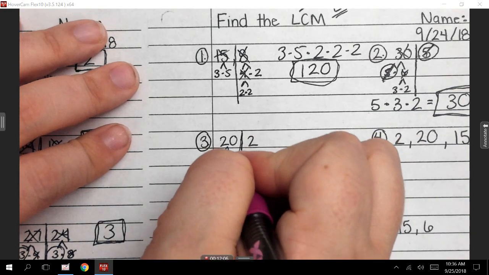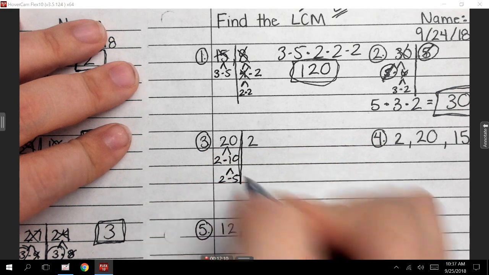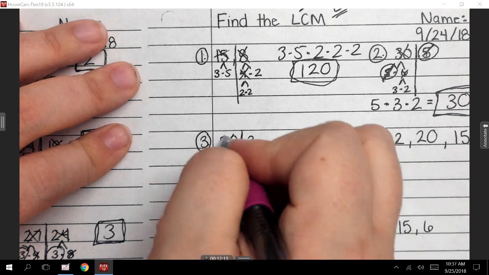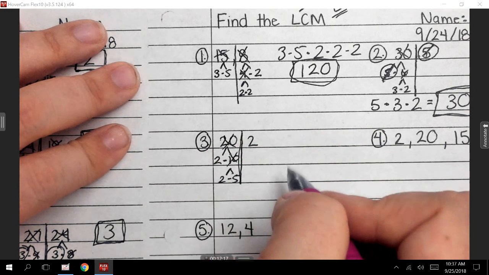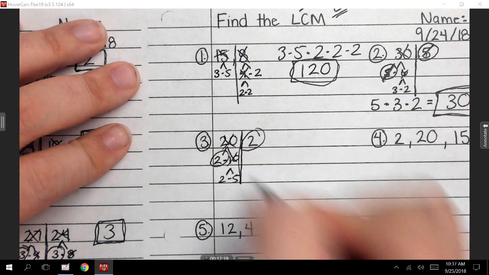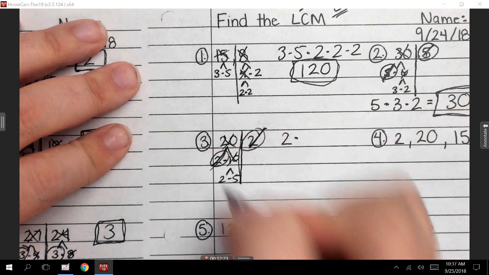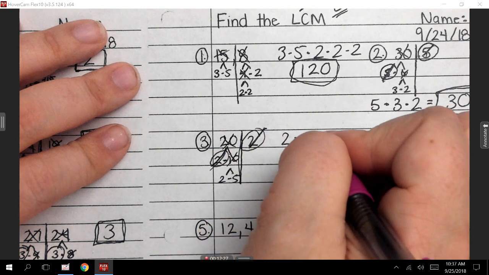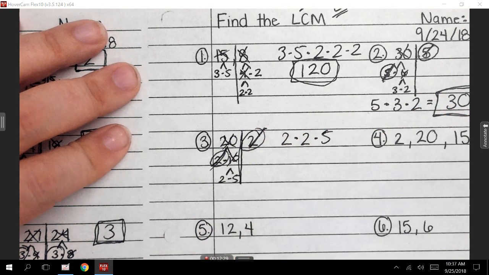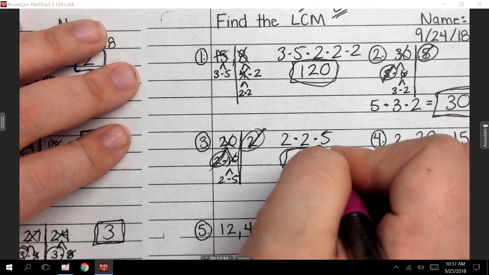All right, so 20, we have 2 times 10, and then 10 is 2 times 5, and 2 is already done, right? Okay, so right now, what do those two have in common? A 2, so I'm going to use 2 once, and what was left over? The 2 and the 5, or you could have done 5 and 2. It doesn't matter which order you do those in. When I multiply them, I get 20.